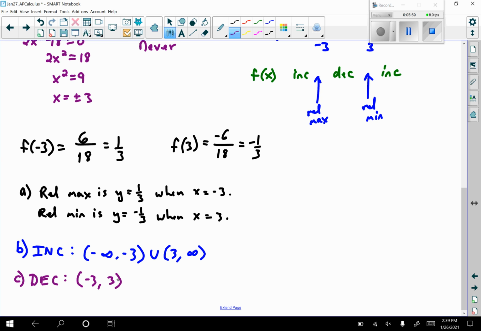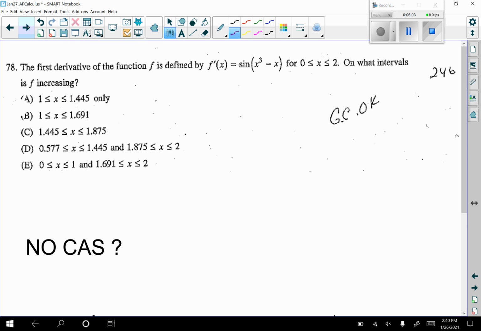All right, next let's take a look at the AP calculus problem I assigned yesterday. Here we're told the first derivative of the function f is defined here for all x's between 0 and 2 inclusive. On what intervals is f increasing? So they already gave us our first derivative here.